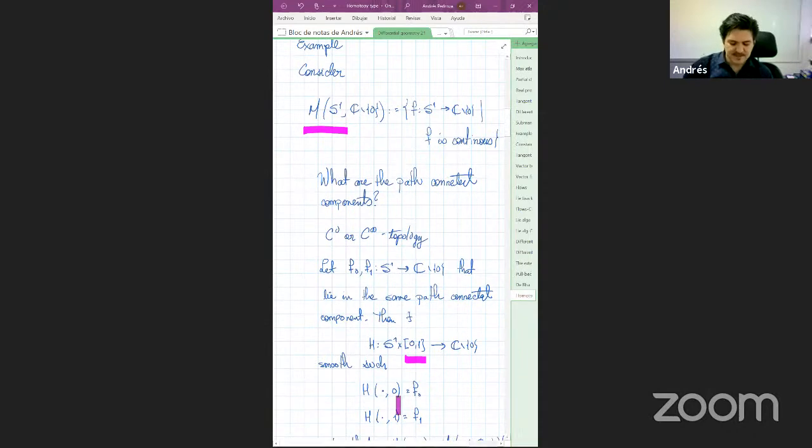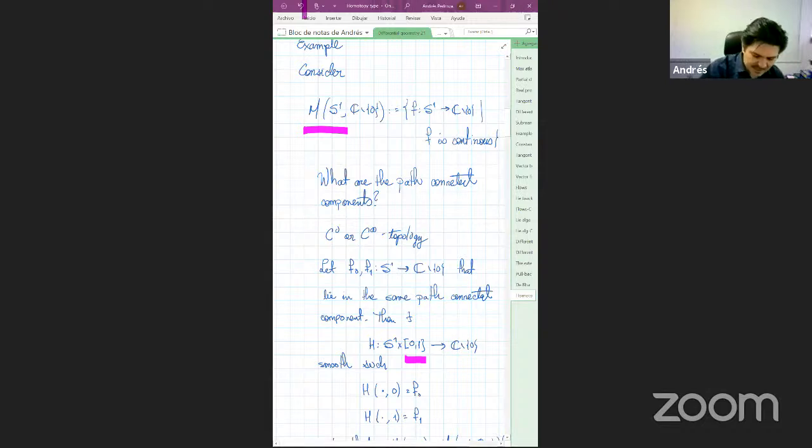So at time 0, I'm at F0, and at time 1, I'm in F1. So now I have a one-dimensional collection of smooth maps from the circle to the complex plane minus the origin. The initial point is F0, the end point is F1.